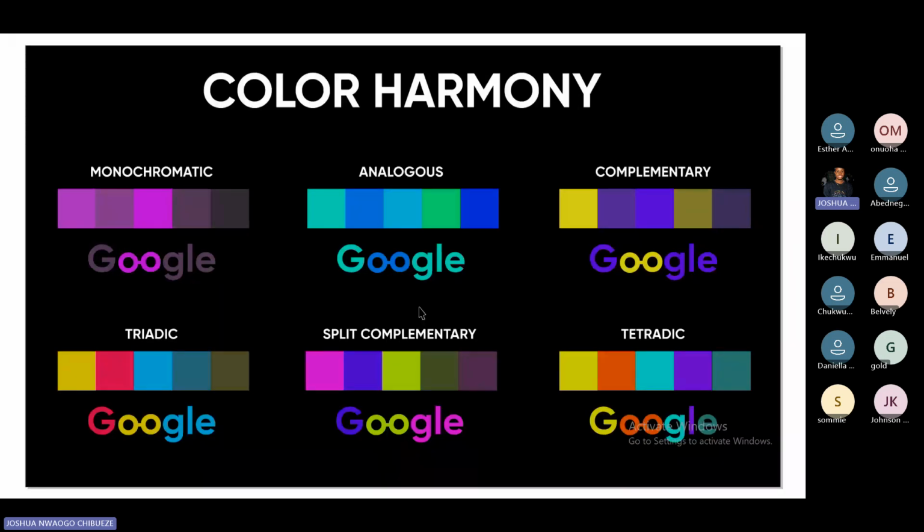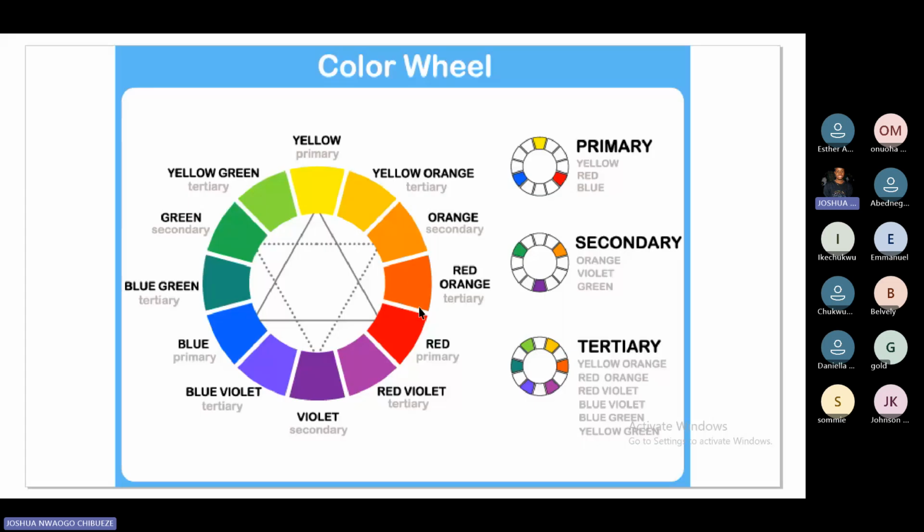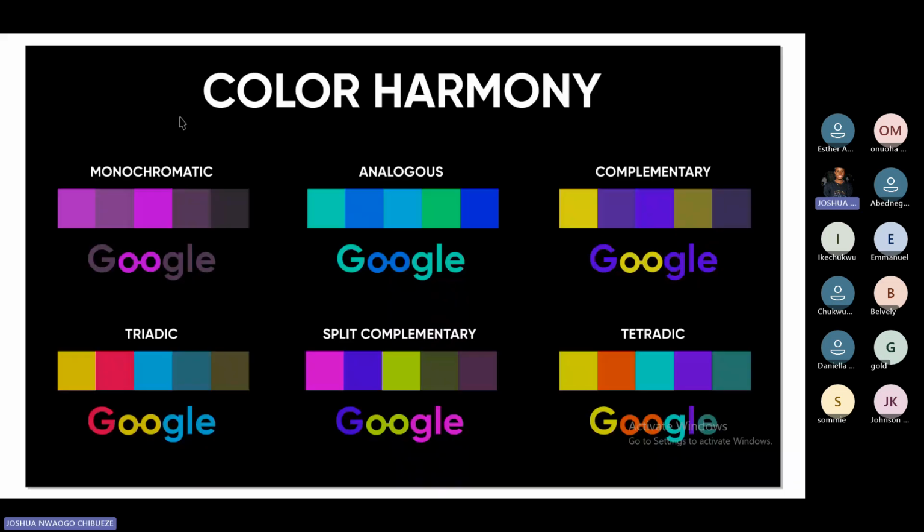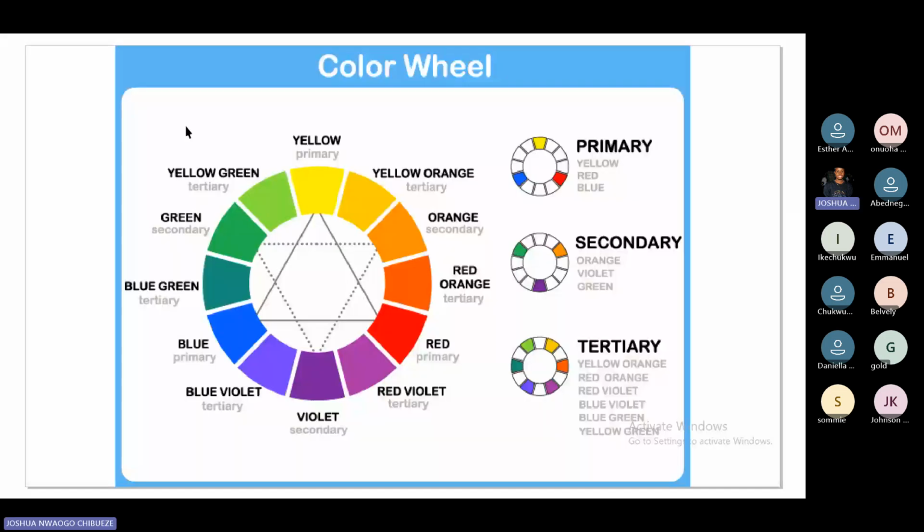Then we now talked about split complementary, right? So complementary means they are one and two together. Split complementary is one will be normal, then the other one at the top will be divided into two. So instead of using violet and yellow, we'll be using violet, yellow green, and yellow orange.